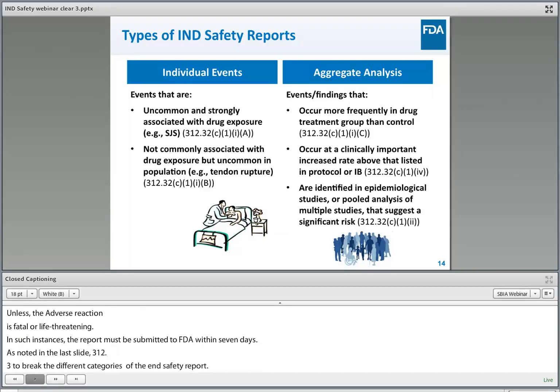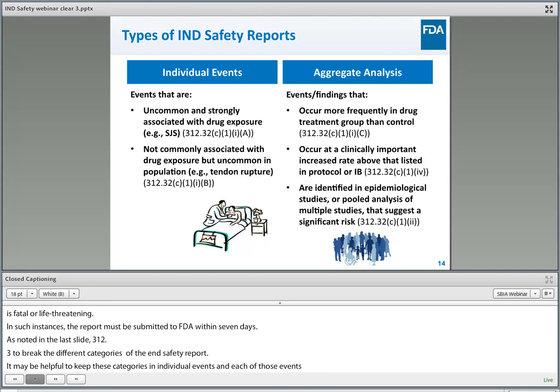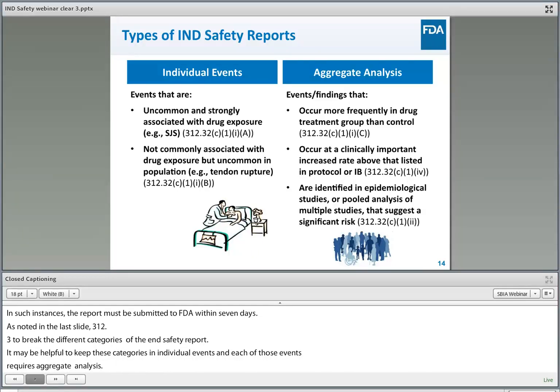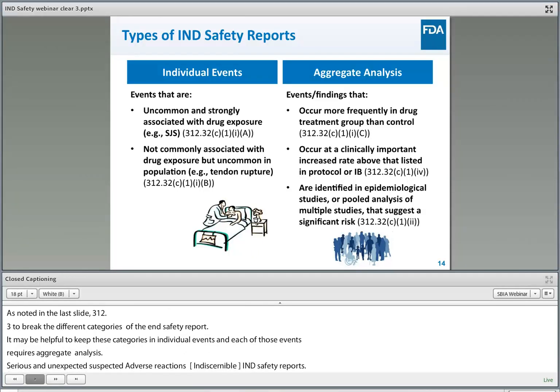Certain serious adverse events are informative as single cases because they are uncommon and are known to be strongly associated with drug exposure. The occurrence of even one case of such adverse events would meet the definition of suspected adverse reaction.